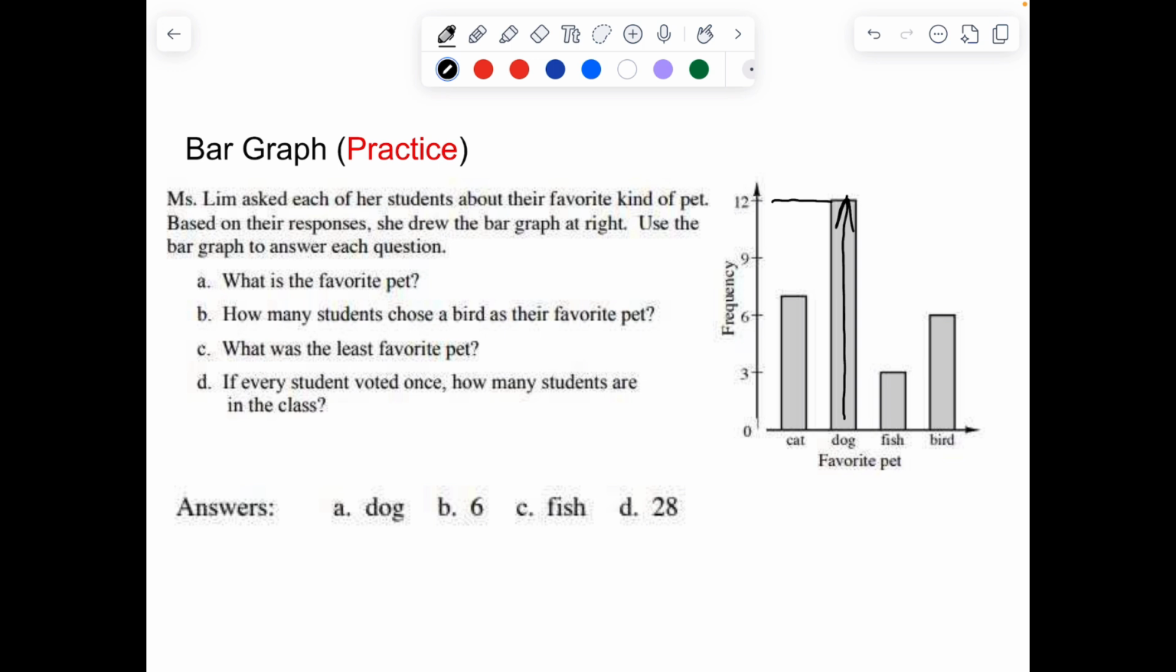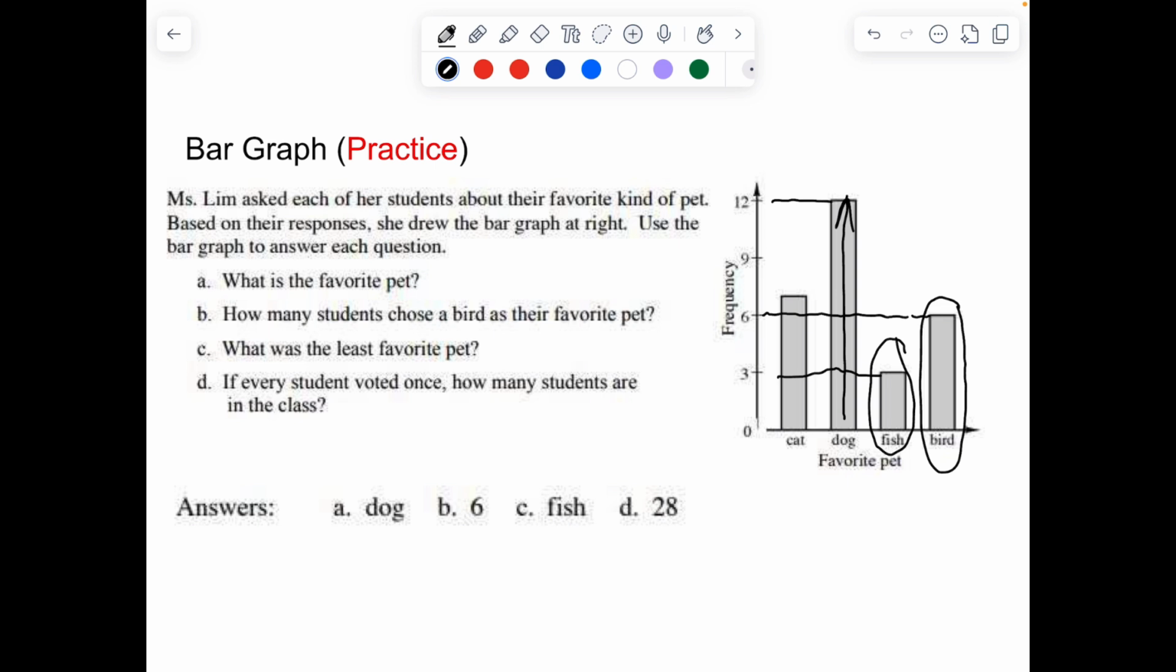The next question is, how many students chose a bird as their favorite pet? So now we just look at the bird category, which is here. Okay, and then we try to see where that bar ends up on the y-axis. So that would be at a frequency of 6, which means 6 people voted for bird as their favorite pet. For the least favorite pet, we're just looking at where the bar is going up the least amount, or where the bar is the lowest. So in this example, we see that the fish has the lowest frequency of 3 votes.